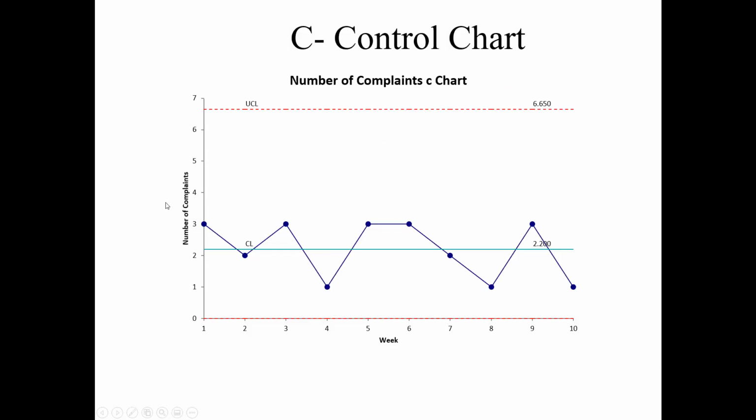From this figure, we can see that the hotel service is in control. If the number of complaints increases, maybe it will cross the boundaries. So now I am going to show you how you will construct a C chart using the QI Macros.